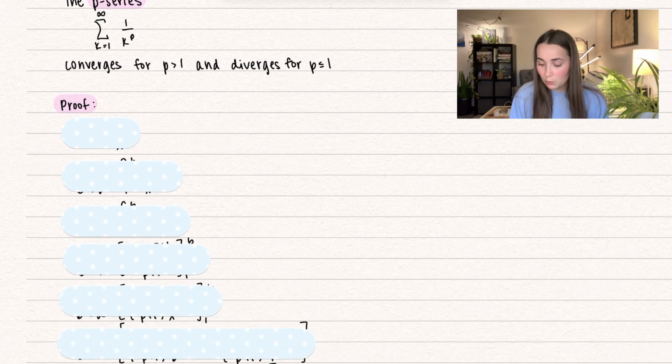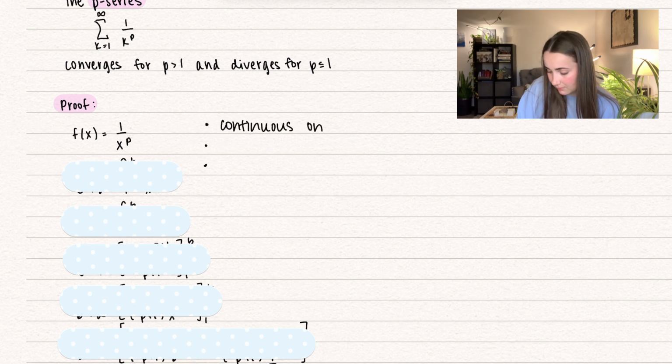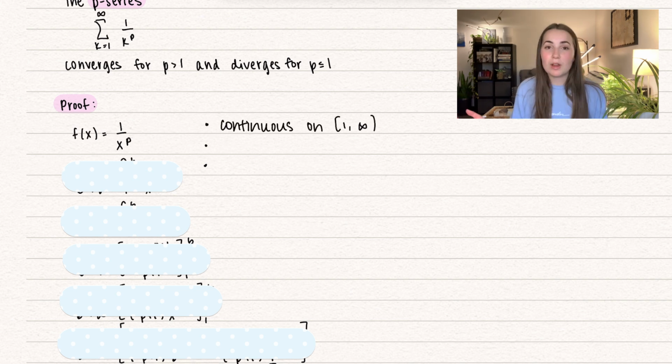So here we have the proof, and what we're going to do is use the integral test. We're going to work with a function f of x equals 1 over x to the p, which is similar to our series; we're just writing it out as a function. Remember, in order to use the integral test, we need to make sure that it meets 3 conditions. The first one is that it is continuous. Whatever the power of p is, 1 over x to that power is always going to be continuous. It does not contain any illegal values. The only illegal value would be 0 because you can't plug in 0, but we don't have to worry about that because it's not in the domain. So we have that it's continuous.